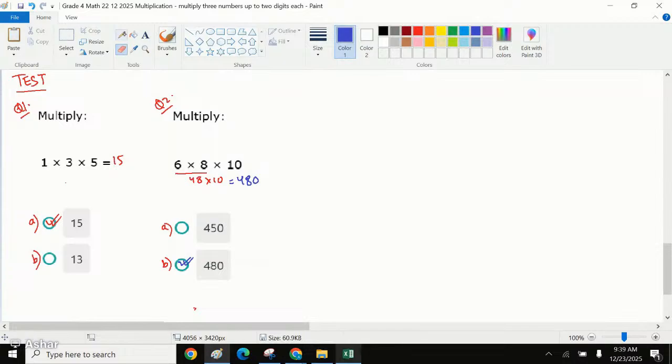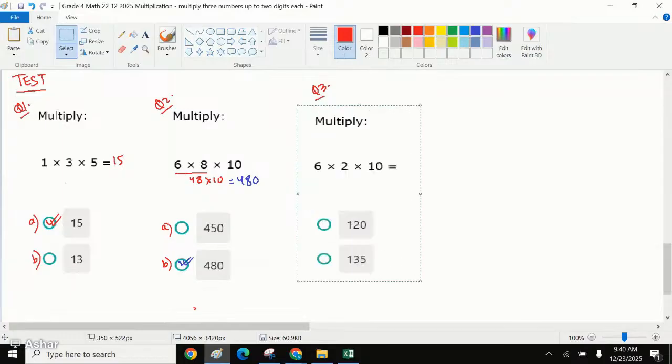Okay, thank you. Let's try question number 3 from the test. We click on to 480, it would show us that we have done it correctly or incorrectly. Yes, it's correct. Okay, let's see what we can do in question number 3. It says 6 multiplied by 2 multiplied by 10. Easy way is 6 multiplied by 2 is 12 multiplied by 10. This is option A. Option B.